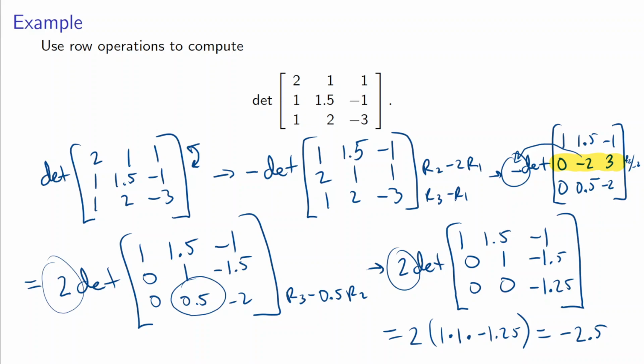The row replacements don't change the determinant at all, so nothing to think about there. And the interchanges just introduce a minus sign, so that's not too tricky. So it's really just the scalings. So that helps me with the scalings. But in any case, the result here is -2.5. So this particular matrix is invertible, right? Its determinant is non-zero.